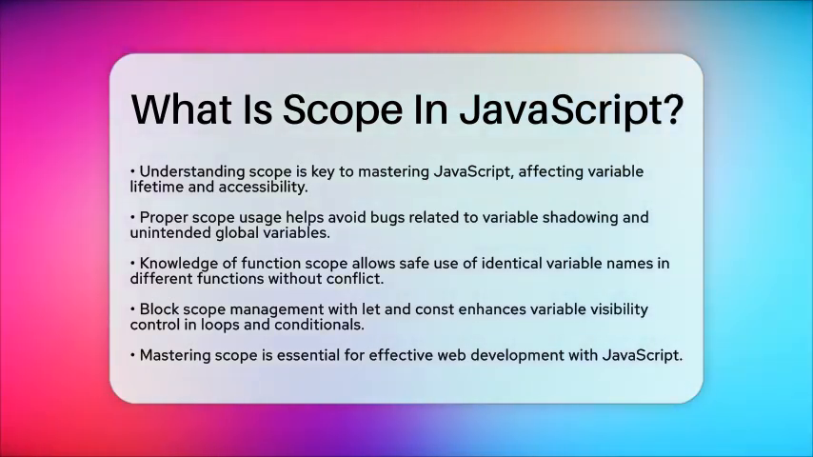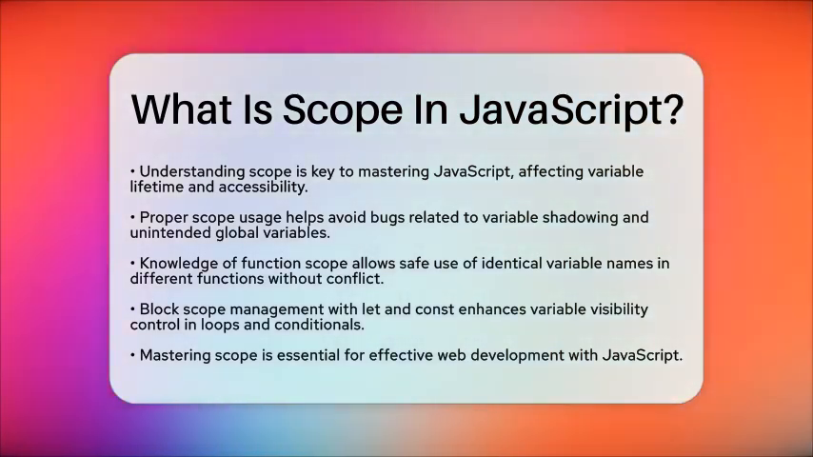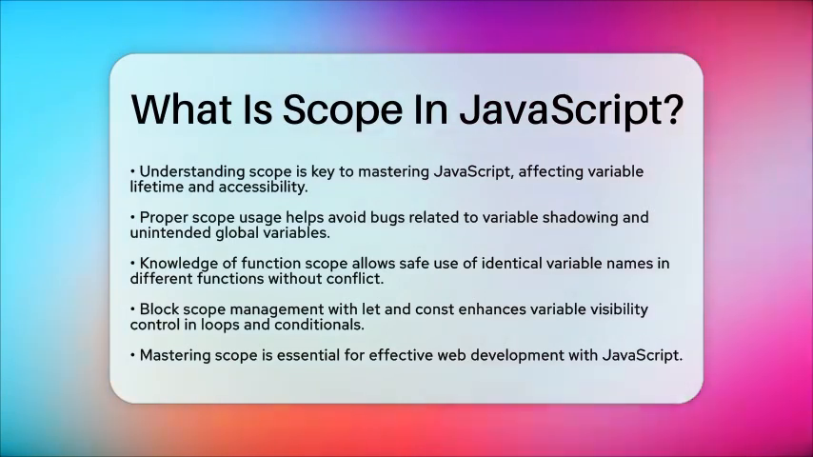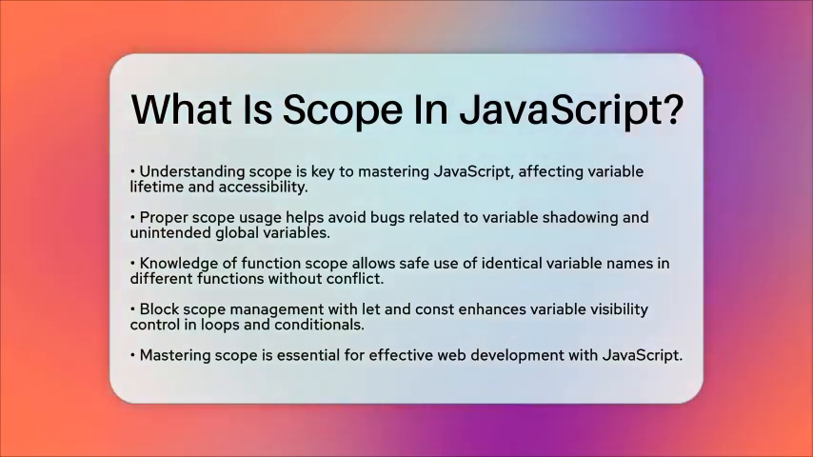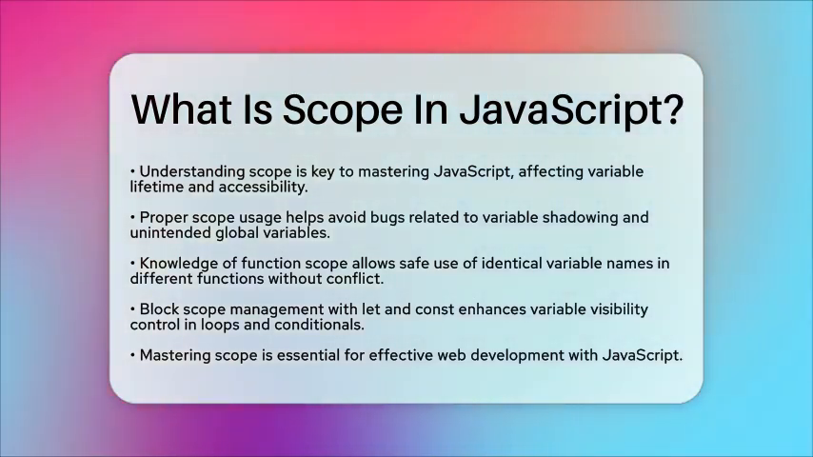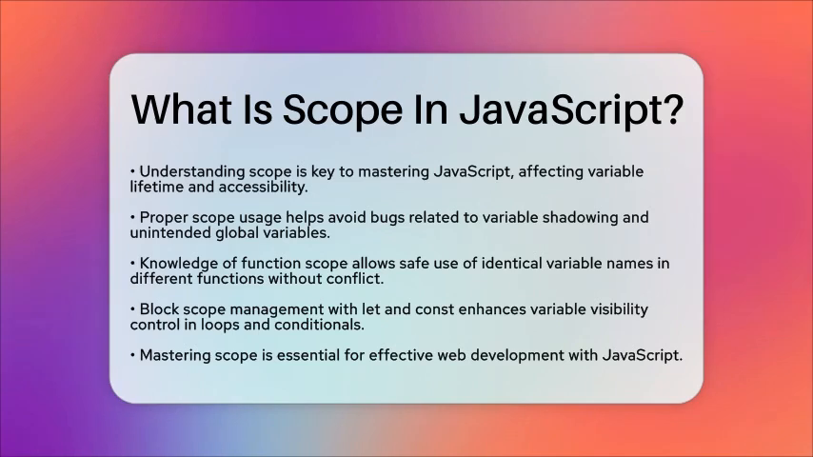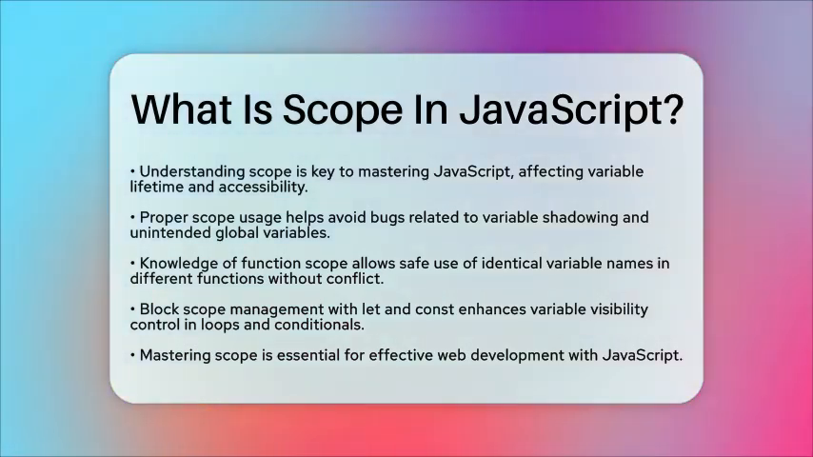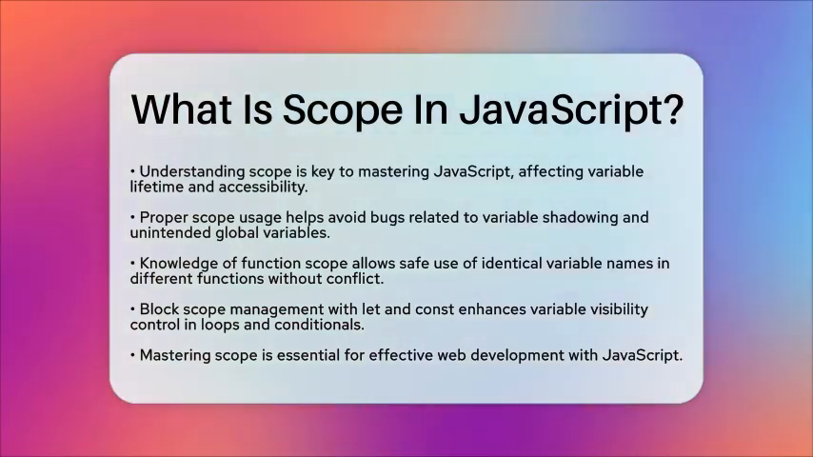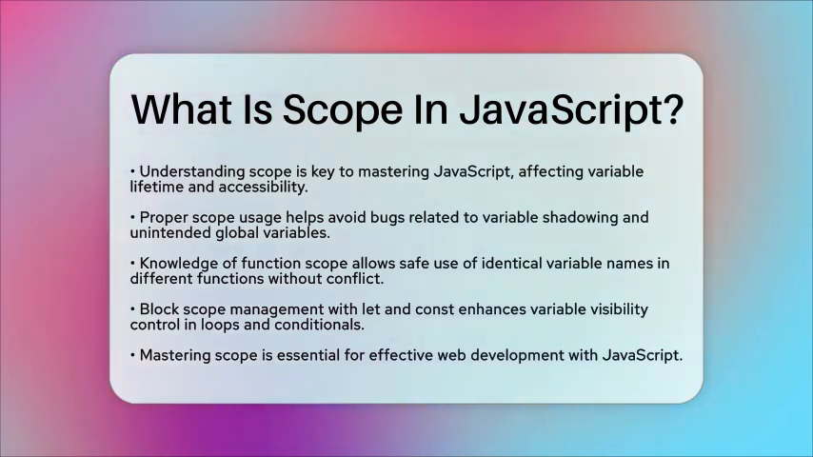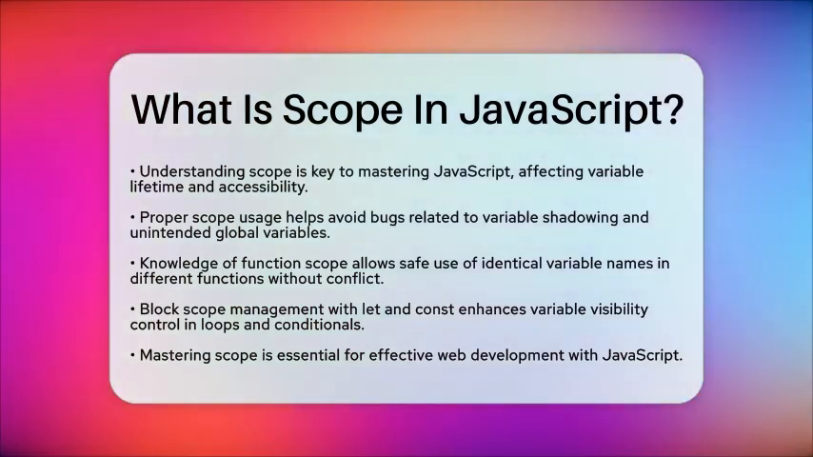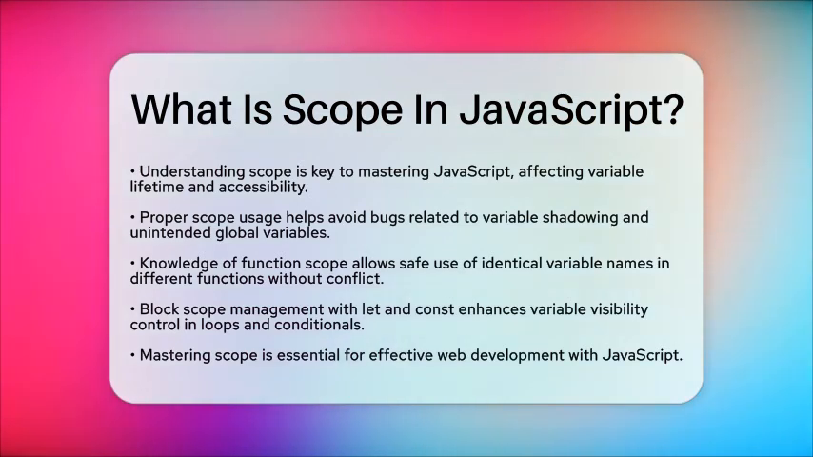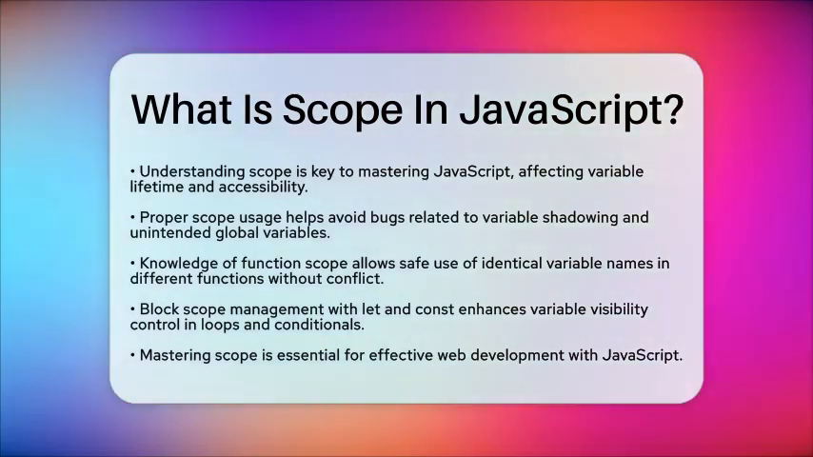variable access. In practical terms, knowing that each function creates its own scope allows you to safely use variables with the same name in different functions without conflict. Using block scope with let and const helps manage variable visibility more precisely inside loops or conditional blocks. This understanding is fundamental for effective web development using JavaScript.